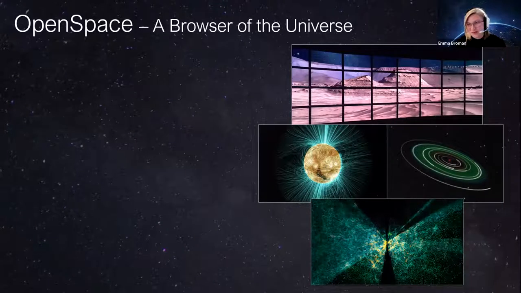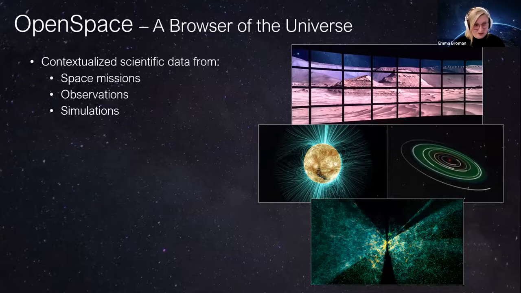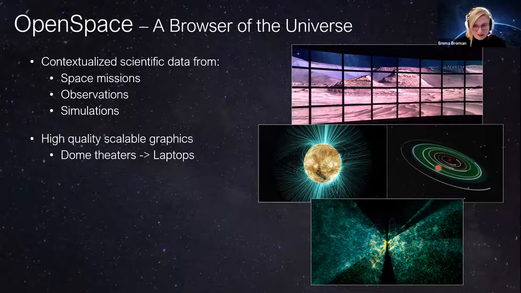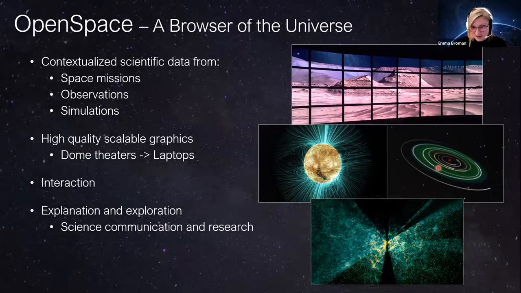OpenSpace is a 3D visualization tool that contextualizes data from space missions, observations, and simulations. There are renderings of planetary surfaces, space weather simulations, exoplanets, highly relevant to what I'm going to talk about today, and basically the entire observable universe put into one big 3D engine. It runs on anything from dome theaters, as Jackie said, it's used in planetariums, to laptops. And it relies very heavily on interaction. It's a really interactive software. You can interact with the data in real time and explore and explain what you're seeing.